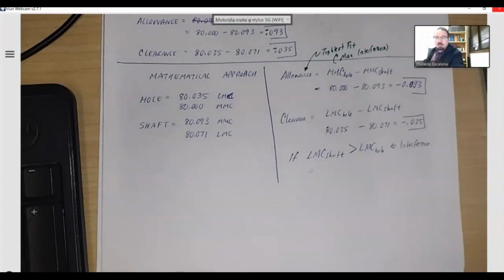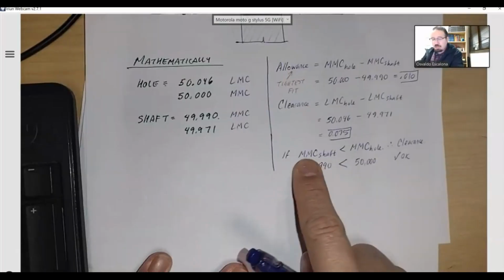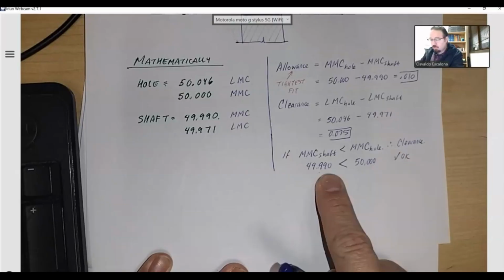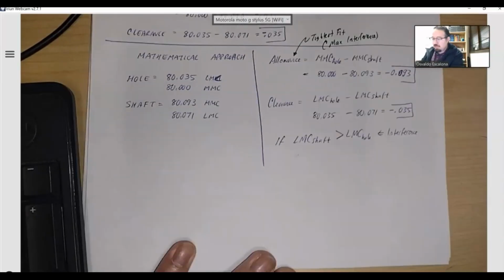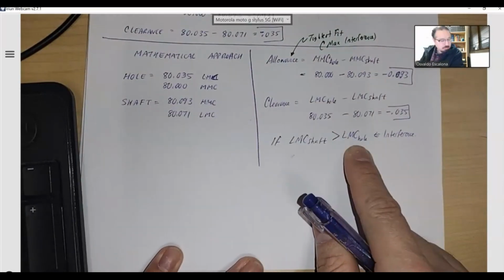And again, you might want to go first with this one. You say, hey, do I have a clearance? You do this statement first, and if it is true, you have clearance. If it's not true, you will go to the next statement, which in this case will be this one. That way you can find out if you have an interference or not, right?